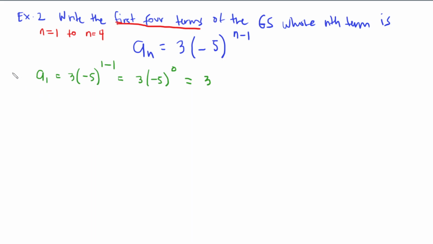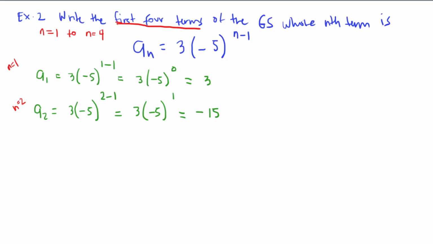So, lagay natin dito, n equals 1. So, sunod natin n equals 2. Okay. So, a sub 2, that is equal to 3 times negative 5 raised to 2 minus 1. So, 2 minus 1 is 1. So, any number raised to 1 is the number itself. So, that will become negative 5 pa din. No? So, 3 times negative 5, that is negative 15.